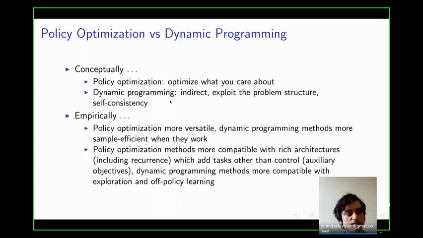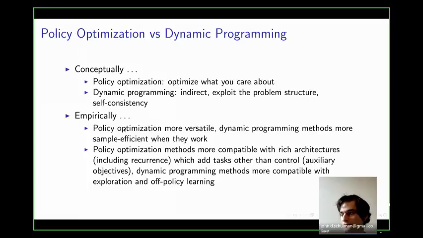So there's a slight mismatch between what's in your loss function, which is this error of the self-consistency condition, and what you actually care about, which is the expected return. But empirically, what happens is the policy optimization methods are a bit more versatile, meaning they tend to work in more situations, whereas the dynamic programming methods are more sample efficient when they do work.